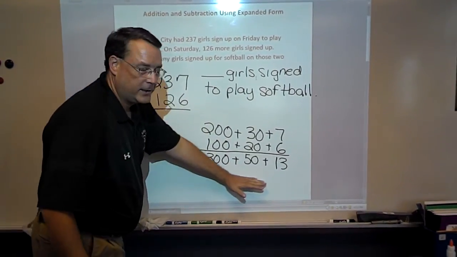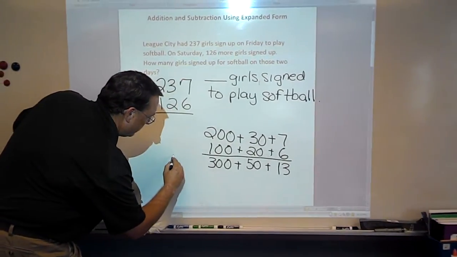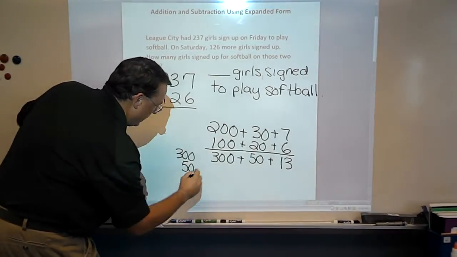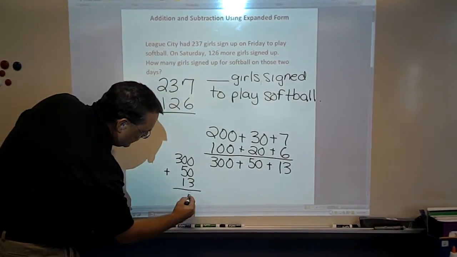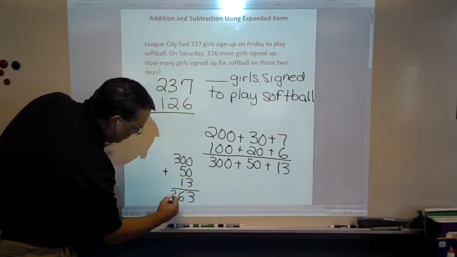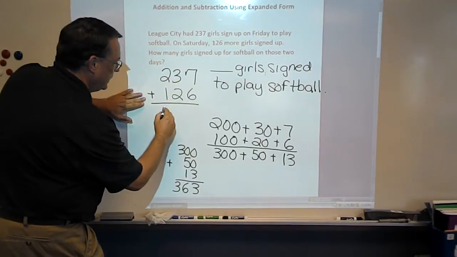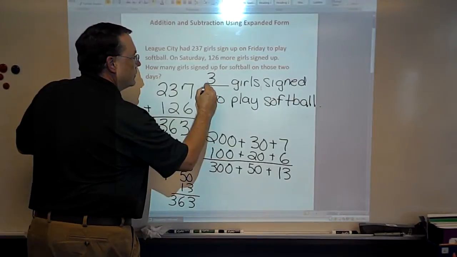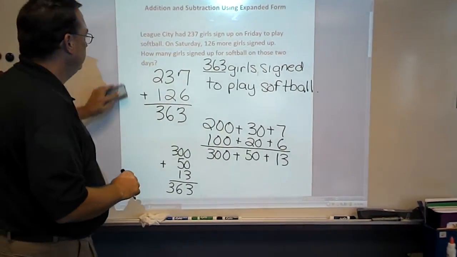So now, let's take our expanded form and put that back into a standard form. So I'm going to put 300, 50, and 13. And now I'm going to add up my ones, add up my tens, and add up my hundreds. So the answer to 237 plus 126 is 363. So I'll plug that into my answer sentence. Okay? Let's try another question.